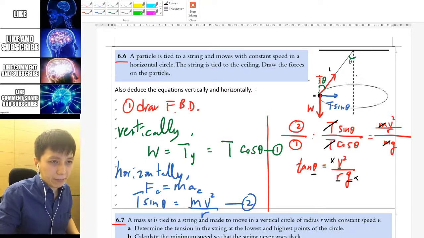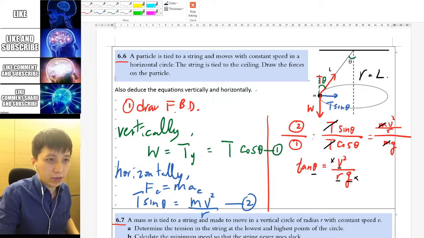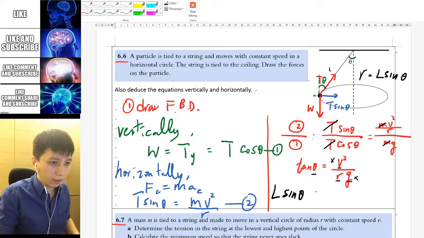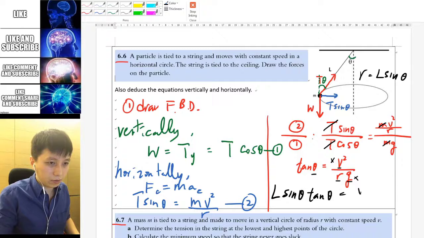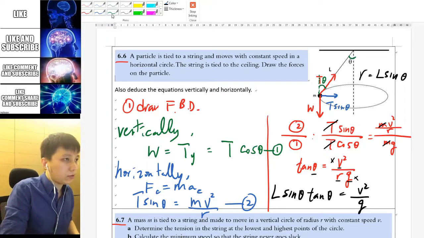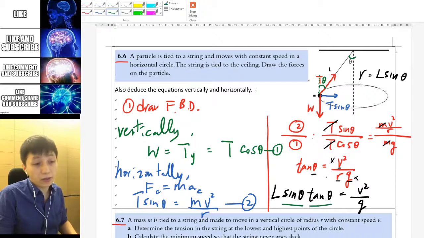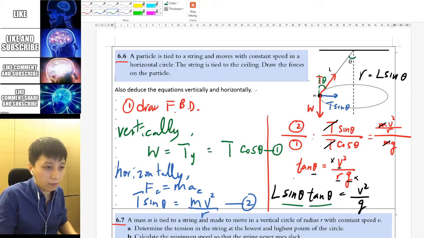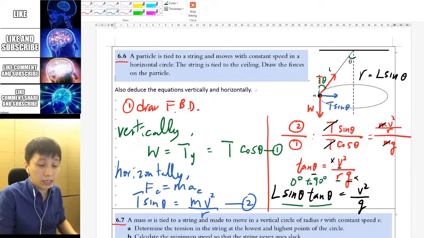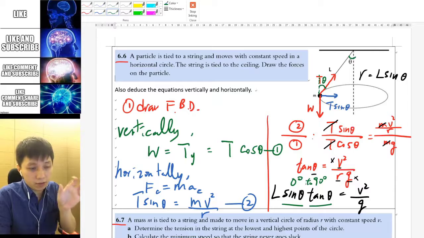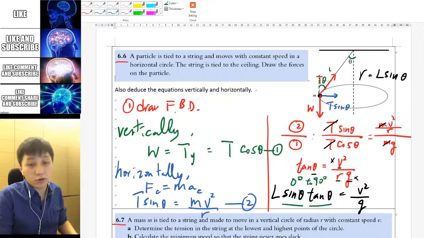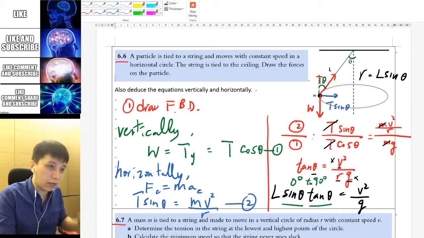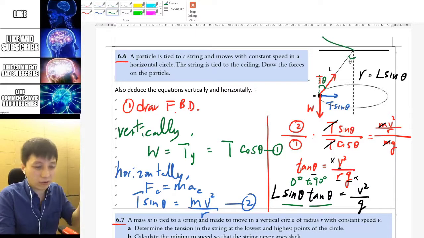So what you can do instead is think about the geometric relationship of r with L instead, and that is r equals L sine theta, by looking at this angle. And so you can now rewrite the equation as L sine theta tangent theta equals v squared over g. The interesting thing is, sine theta and tangent theta are both increasing functions from 0 degrees to 90 degrees. Increasing function means they always increase within this range, and so it will be easy because we don't have to deal with angles larger than 90. That is, I think, out of our scope here.